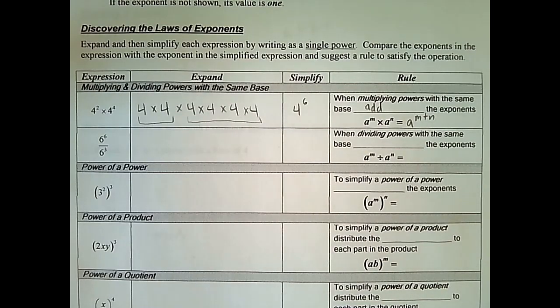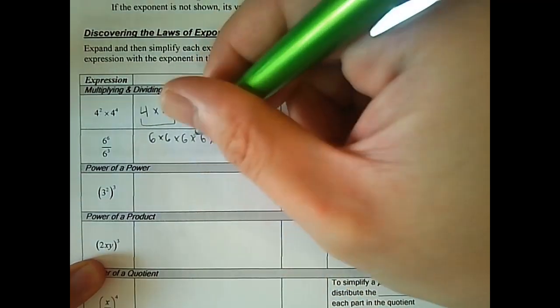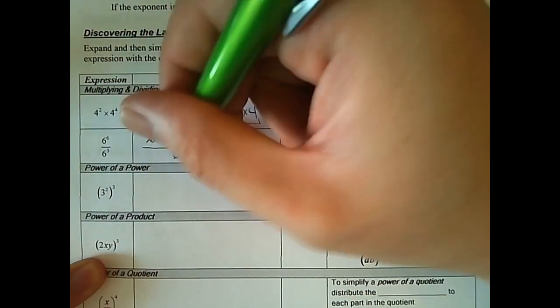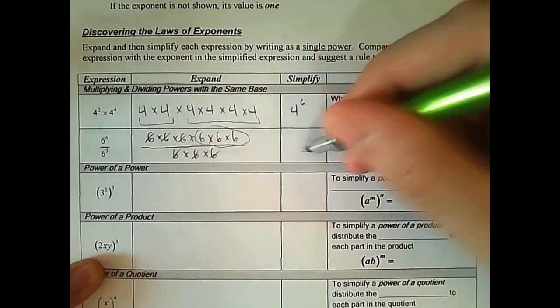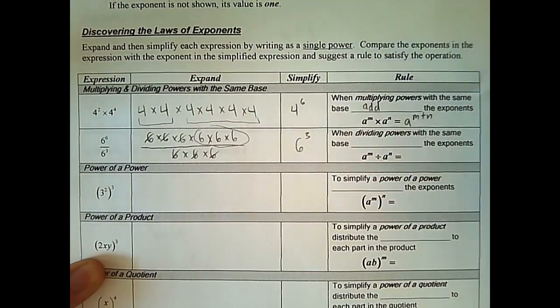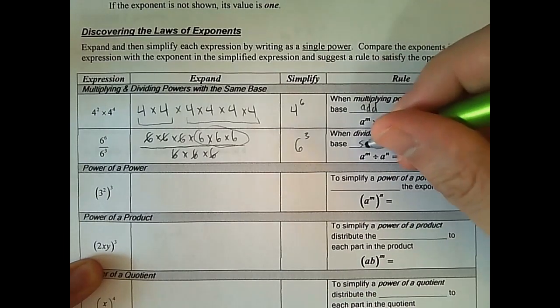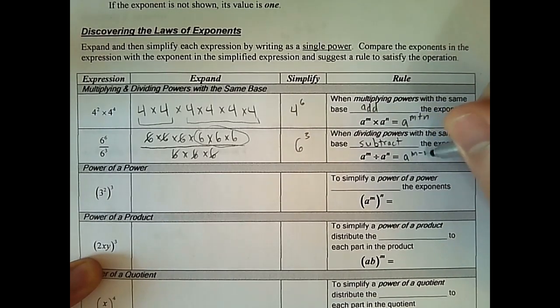For dividing, like we see here, 6 to the power of 6 over 6 to the power of 3. This is the same as saying 6 times 6 times 6 times 6 times 6 times 6 over 6 times 6 times 6. So then if I cancel some of these 6s out, so these cancel, these cancel, these cancel, all I'm left with is 6 to the power of 3, which is really if I just subtract these exponents. So in dividing powers with the same base, subtract the exponents. So a is equal to m minus n.